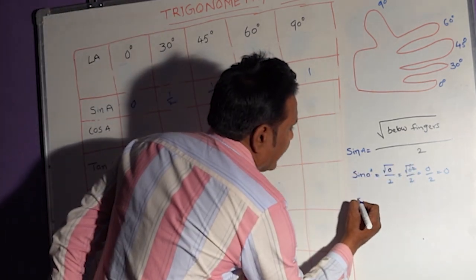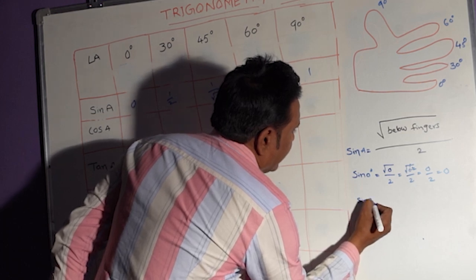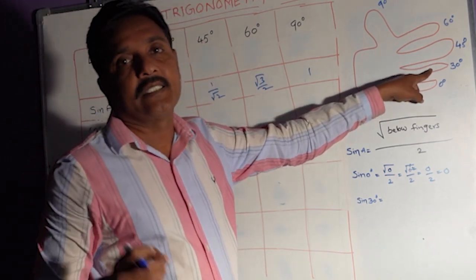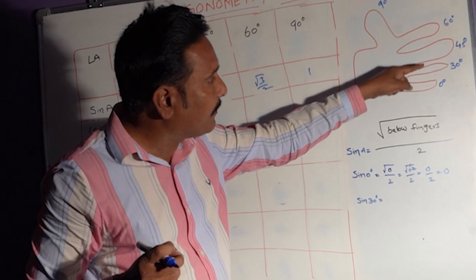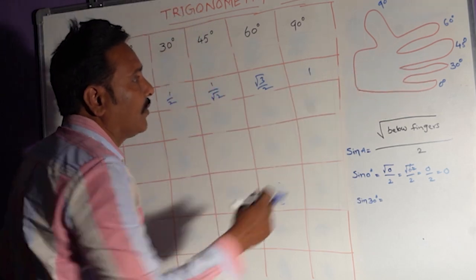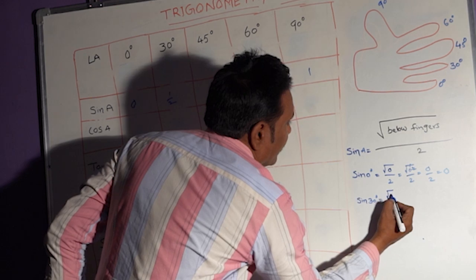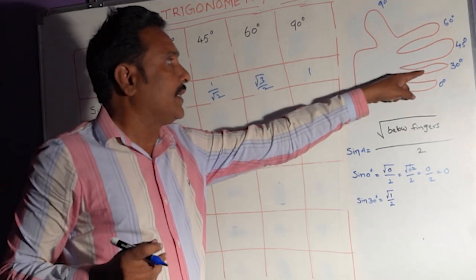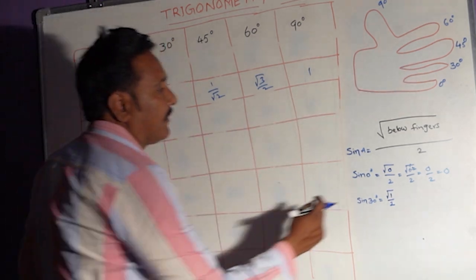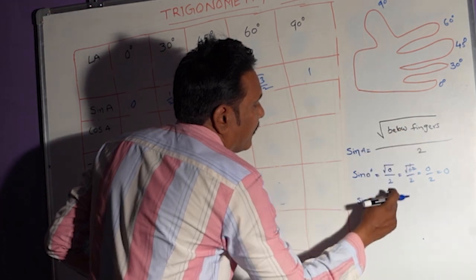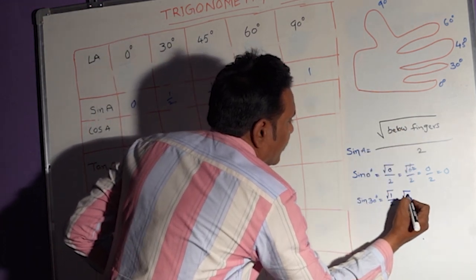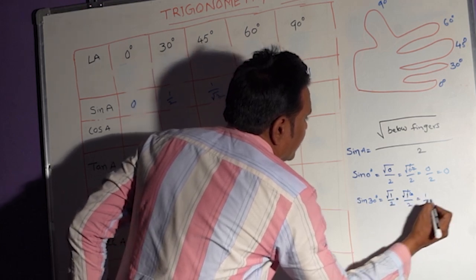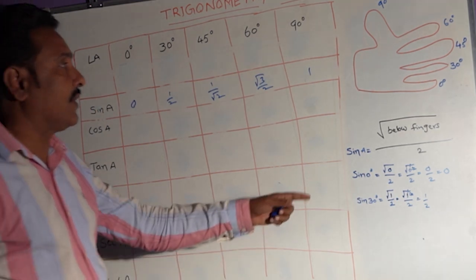Next, sine of 30 degree value. Sine 30 degree means this finger, the ring finger. Ring finger below fingers: only one finger is there. Then root 1 by 2. Okay. Ring finger below finger, only 1 is there. That value is root of 1 below finger, 1 by 2. Root 1 square. Square root cancels, by 2 is equal to 1 by 2. That sine 30 degree value is 1 by 2.